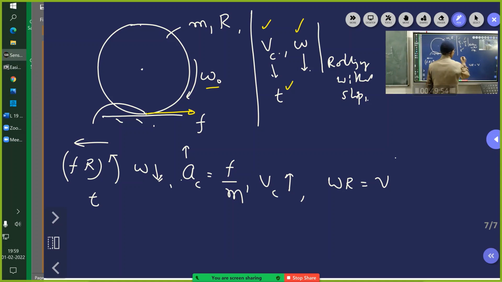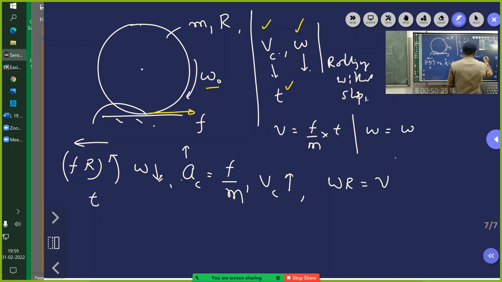You can straight away write basic equations. V is equal to, initially the horizontal velocity is 0, so it will be A into T. A is what? Force F by M. F by M into T. This is the first equation. And you can get omega is equal to omega naught minus alpha into T.